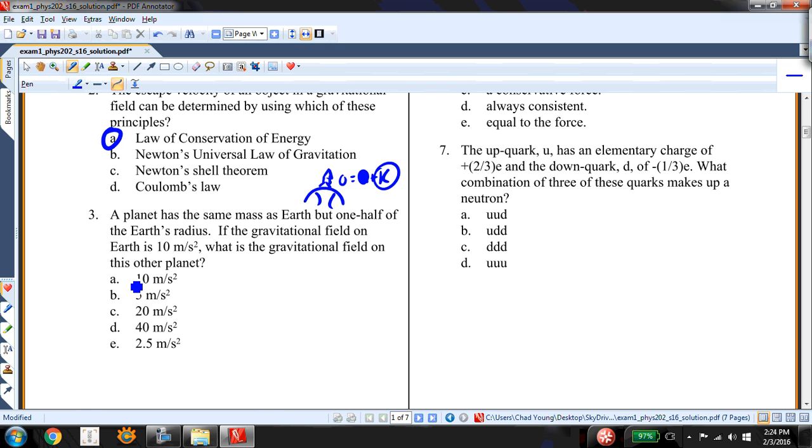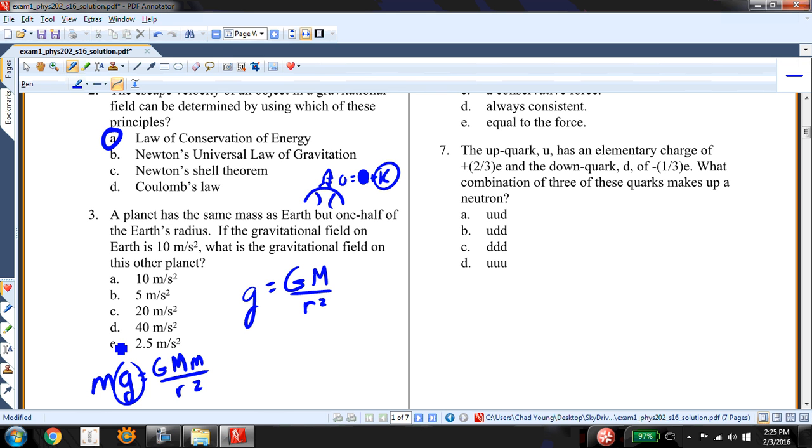The planet has the same mass as Earth, but 1/2 the Earth's radius. If the gravitational field on Earth is 10 meters per second squared, what is the gravitational field on this other planet? Gravitational field, that's just a fancy way of saying the acceleration due to gravity, so it's GM over r squared. Remember, this is taken from equating mg, the force weight, equal to GMm over r squared, and solving for g, and you get this expression, where the big M is the mass of the Earth.